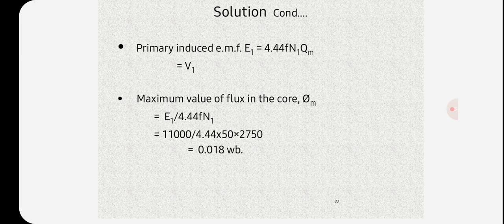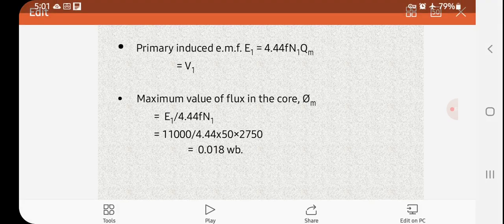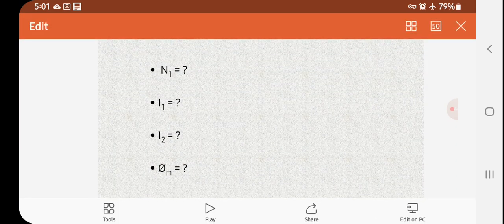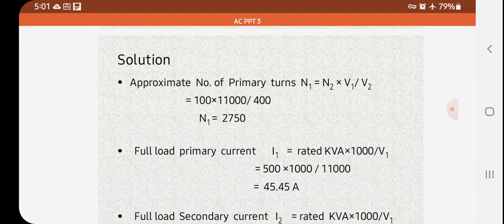So that is equal to 11,000 by 4.44 into 50 into 2750. After calculating this, we will get 0.018 Webers. So these are the values of N1, I1, I2 and maximum flux.